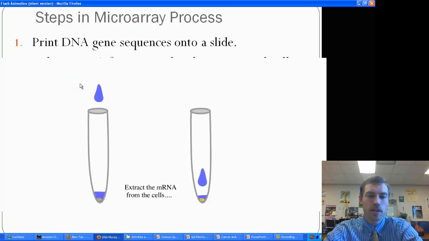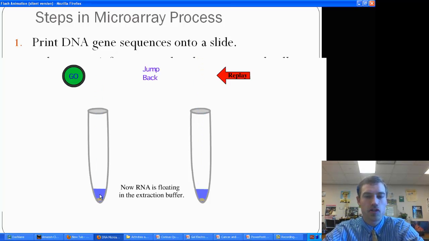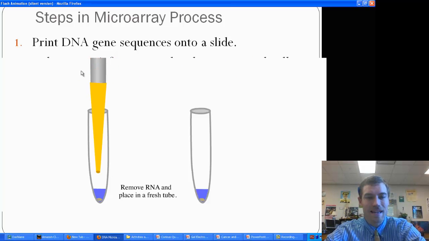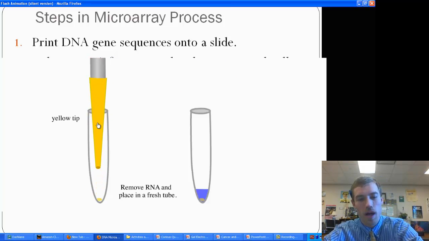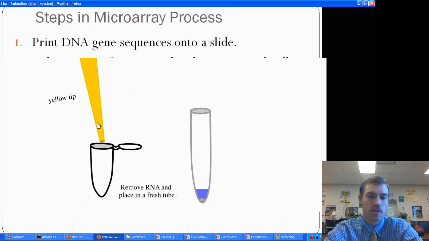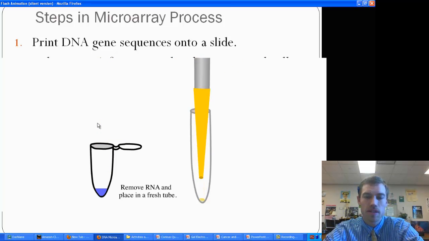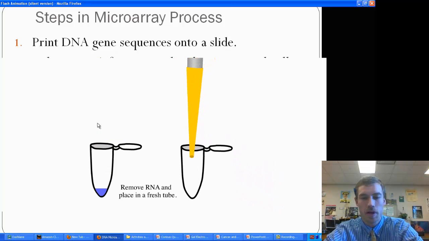And what we're doing is we are adding in some extraction buffer. So now we've got the mRNA kind of just floating around in the liquid. We're then going to take that out using our lovely micropipettes, which we obviously used in the gel electrophoresis lab. They're pretty wonderful. And obviously we want to get a new one. So we're going to take that mRNA and put it into a fresh tube so that we only have the mRNA.